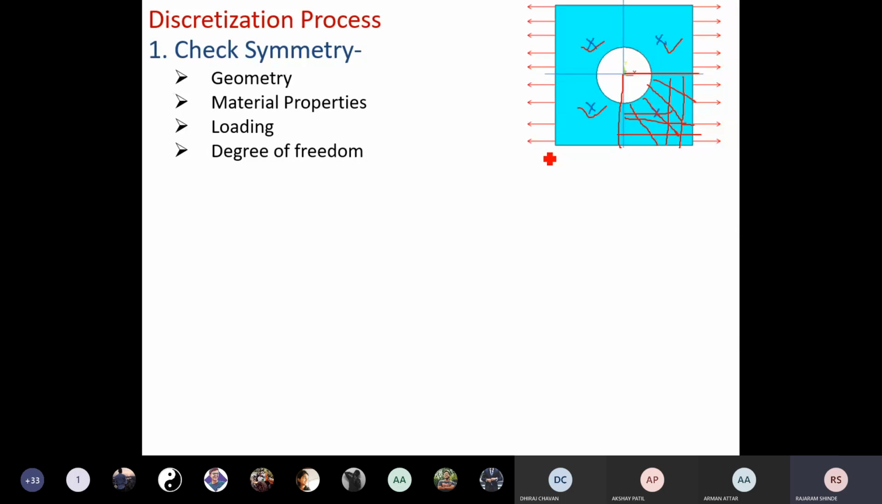Have you got this idea of symmetry? If you have doubt, you can ask me. Akshay Shinde, have you got this idea?